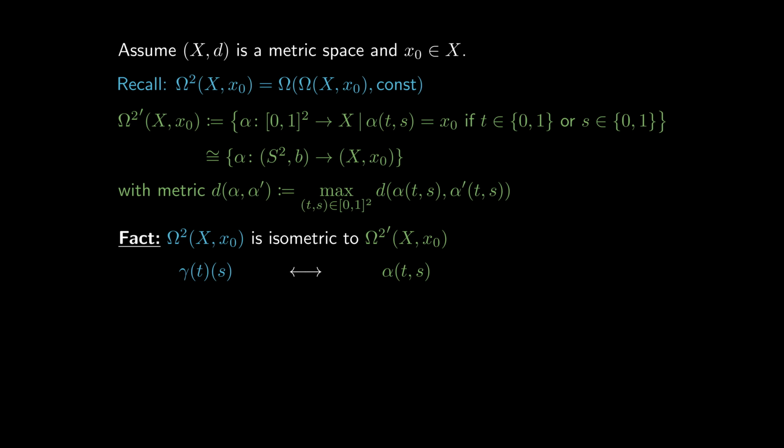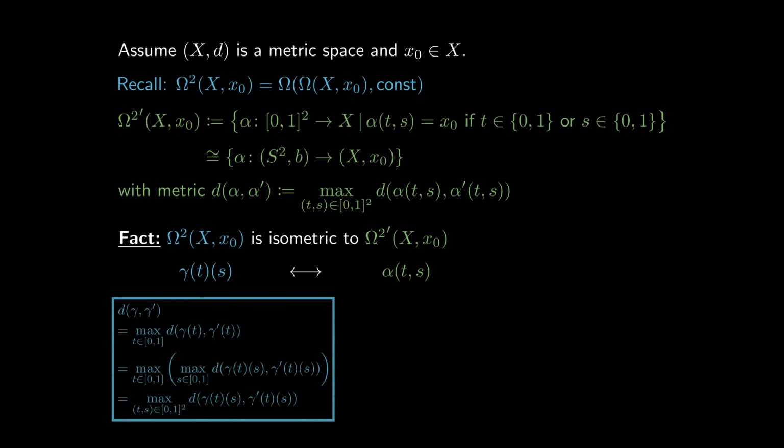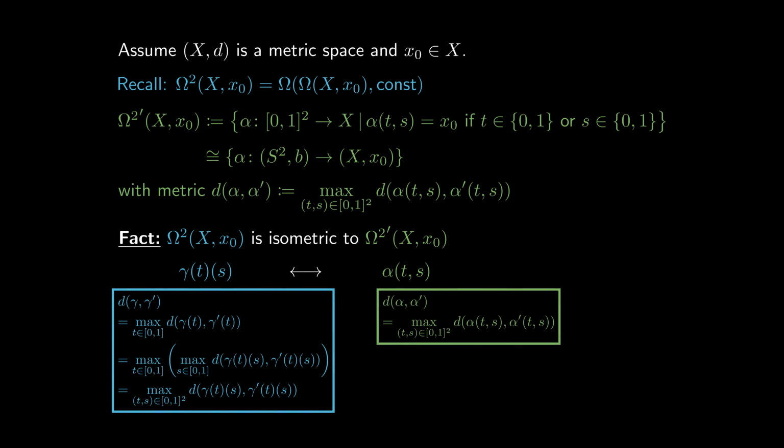You can check that the correspondence is well-defined and continuous in both directions, and it's not too hard to show that it preserves distances. It boils down to the fact that the maximum of a whole bunch of maximums is just the overall maximum. This also means that if we quotient out by homotopy, we get two equivalent definitions of pi2, either loops of loops up to homotopy, or spheres up to homotopy.